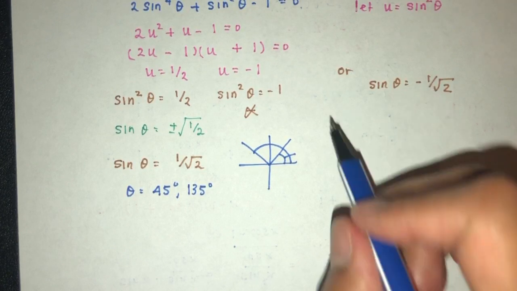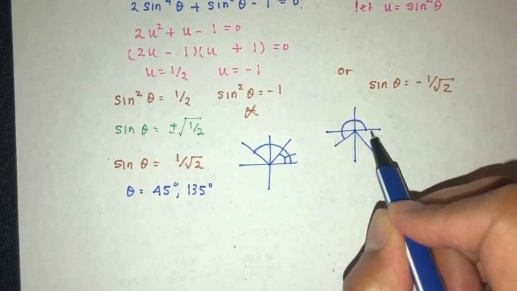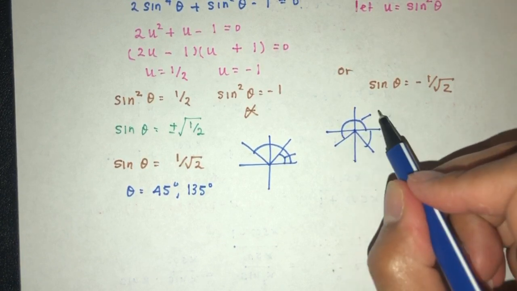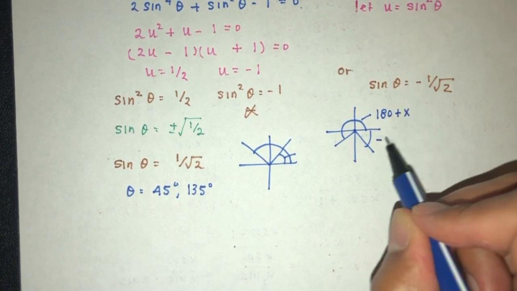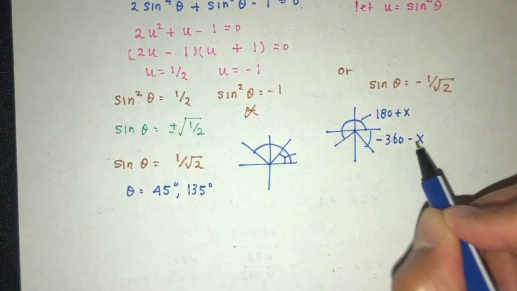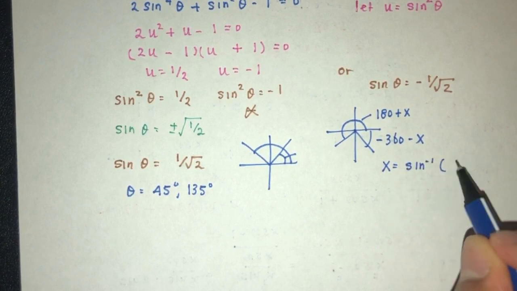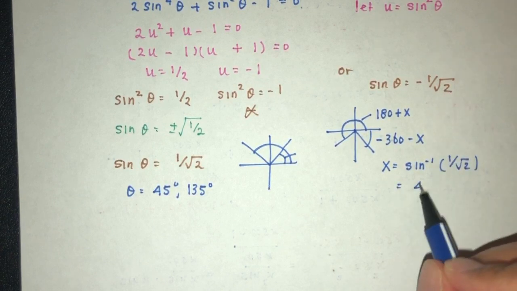Now when sine is negative, it will be in the third quadrant and the fourth quadrant. Now it is negative, we have to first use the other angle. Let's call this one x. That will be 180 plus x, and that will be 360 minus x. Now what is x? x is simply sine inverse of the positive value of this one. That will be 45 degrees.